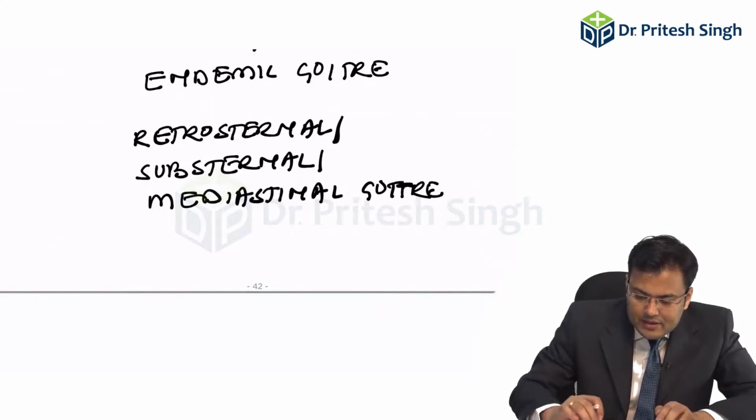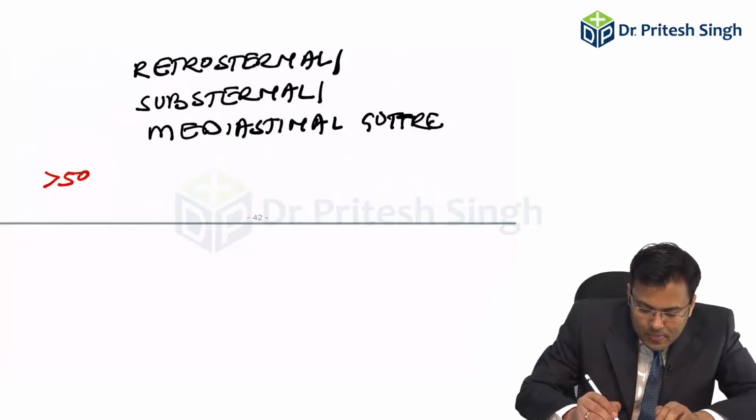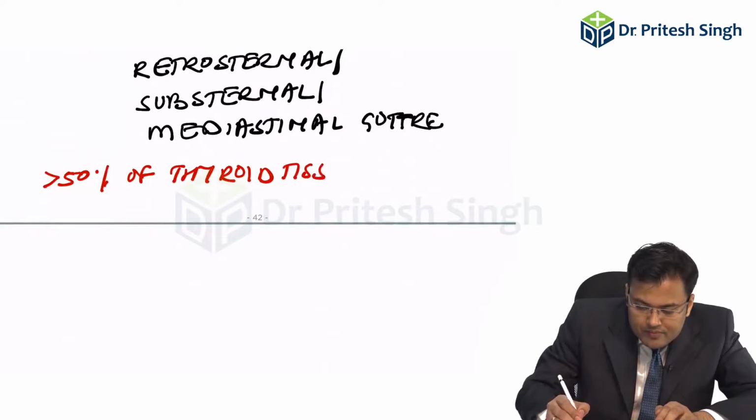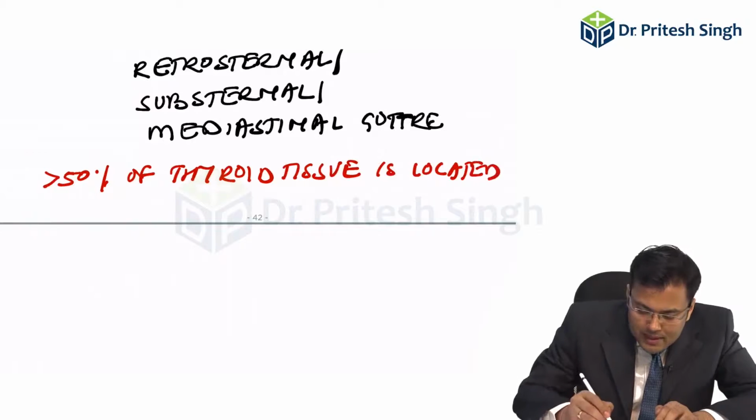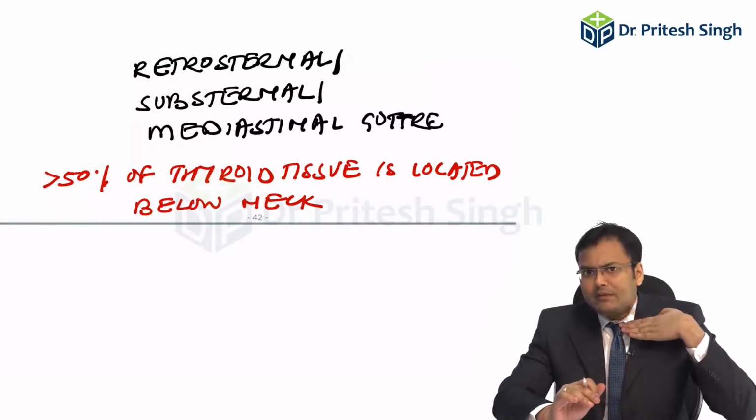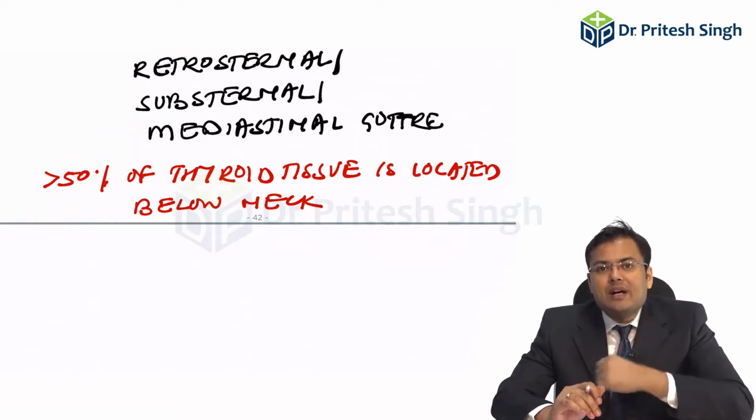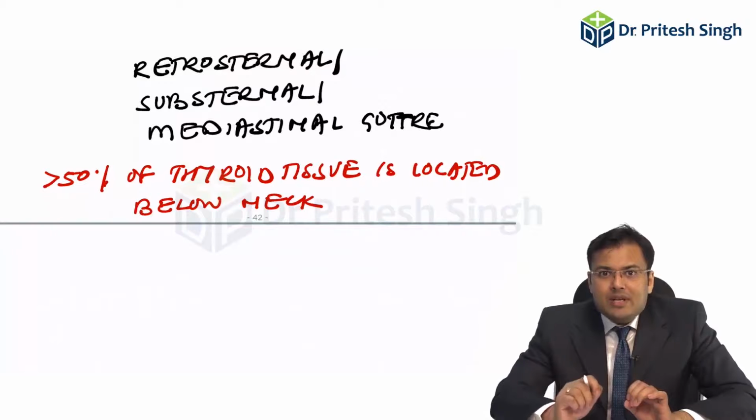Goiter. Definition: when more than 50% of thyroid tissue is located below the neck. Right? Now have a look. When more than 50% of thyroid gland is located below the neck, what is the problem? Just behind the thyroid gland there is trachea. Behind trachea there is esophagus. And in between, in the tracheo-esophageal groove, there is the recurrent laryngeal nerve.